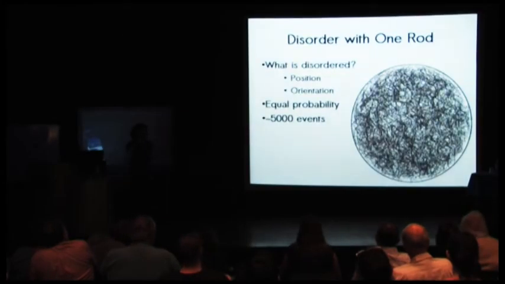And just like the dice, we have many, many experiments. So this is an example record of what you could get if you had 5,000 events of putting the rod randomly.